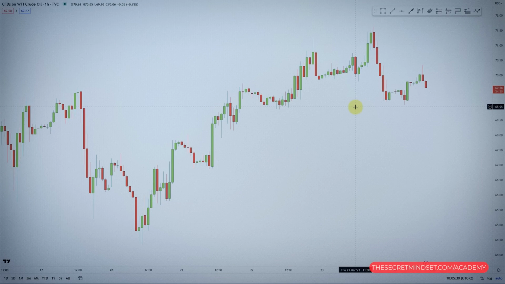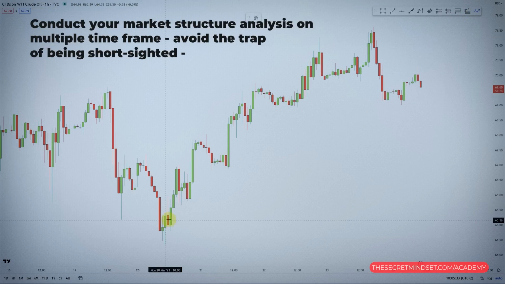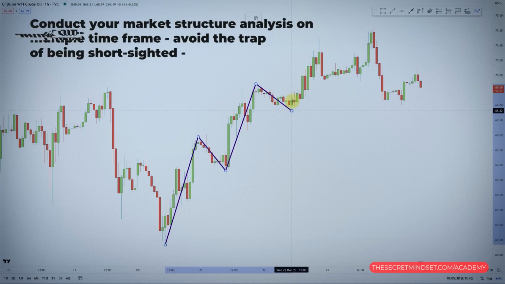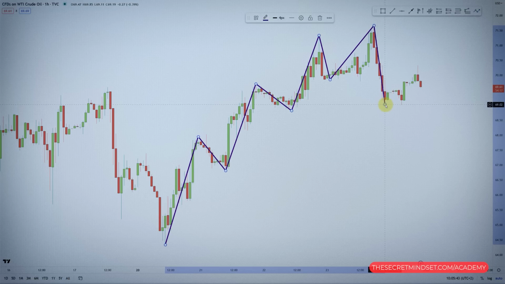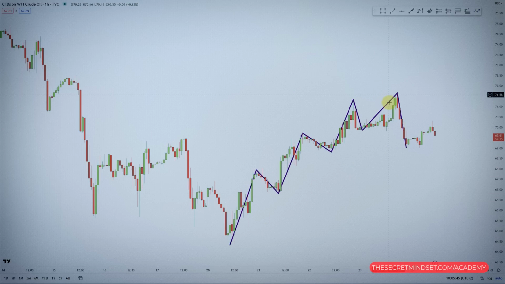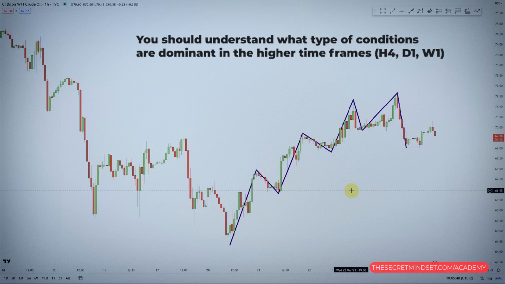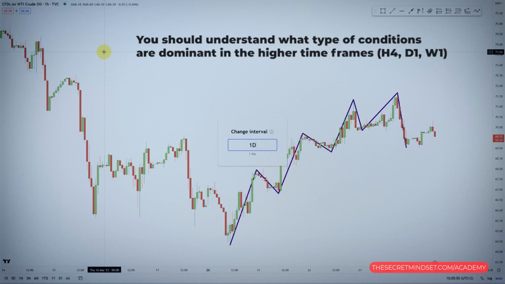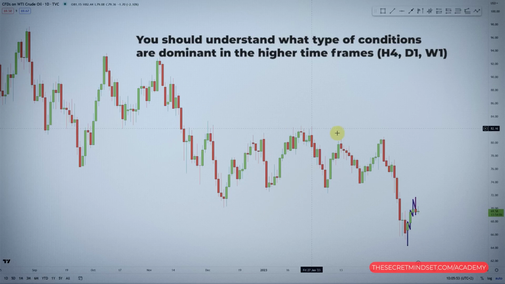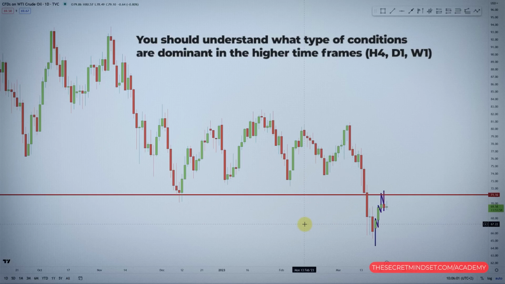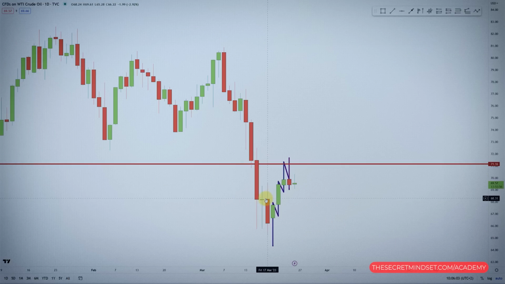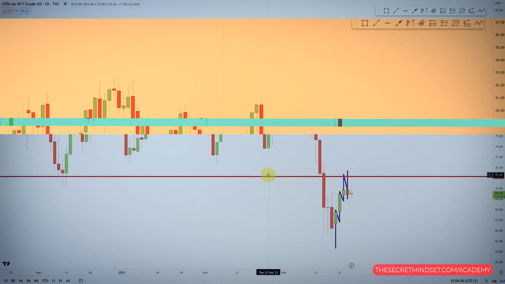You must conduct your market structure analysis on multiple timeframes. You must avoid the trap of being short-sighted by only sticking to one time frame. When conducting your analysis, it's all about finding confirmation from higher time frames. What this means is that if you are planning to enter on the hourly time frame, for example, you should then understand what type of conditions are dominant in the higher time frames. The most popular in this case would be the 4-hour and the daily charts. We'll talk later about how you should analyze multiple timeframes.